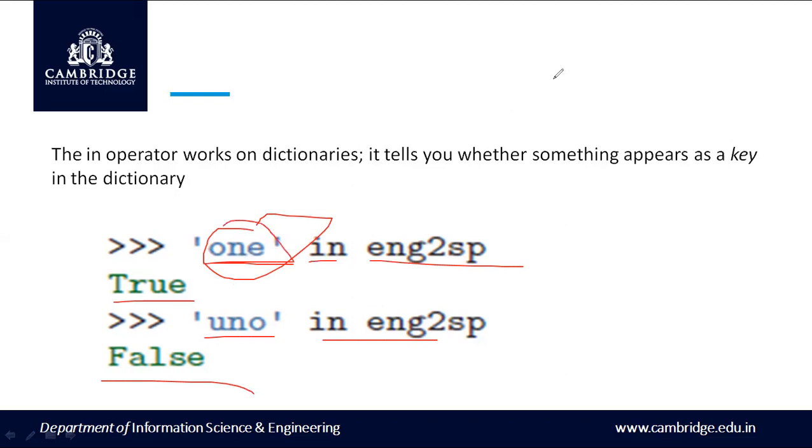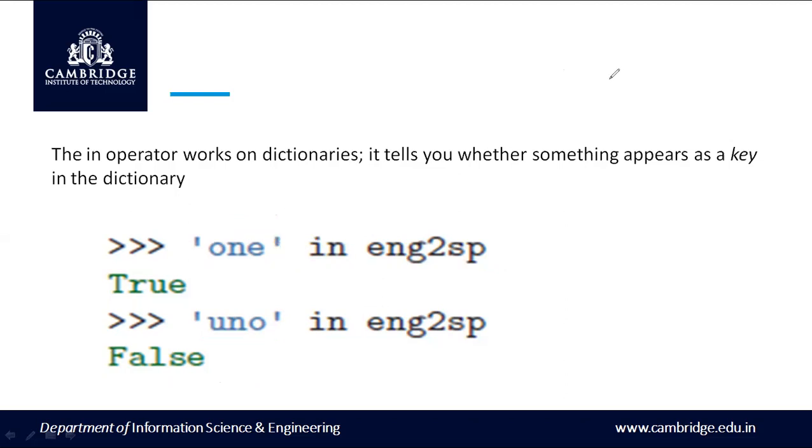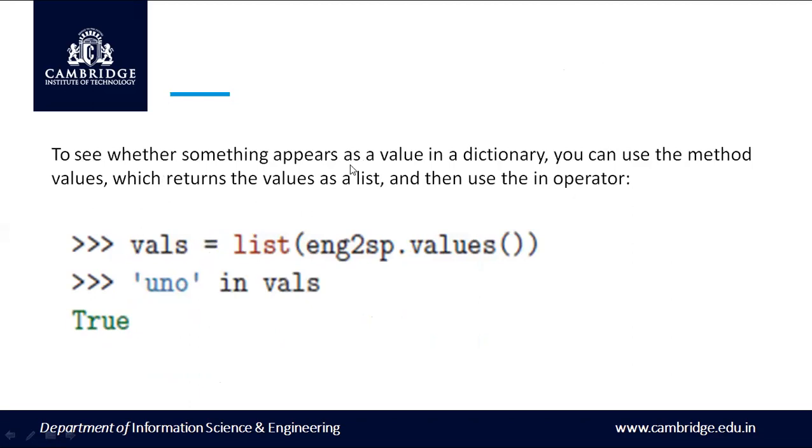So if you want to check for values, previously I told you there is a method called values, so we can use that. Let us learn the example of using values. To see whether something appears as a value in a dictionary, you can use the method values, which returns the values as a list, and then use the in operator.